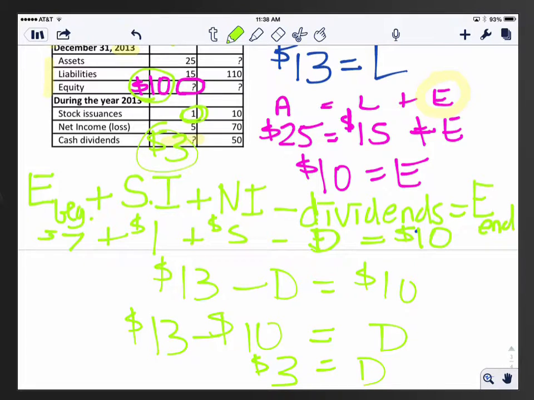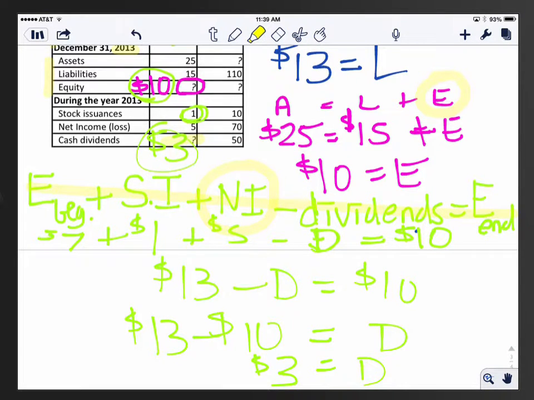We need to be able to solve not only the accounting equation, but parts of the accounting equation. And one of those parts is this one right here. Beginning equity plus stock issuances plus net income, or minus net loss, minus dividends equals ending equity. That's very important to know. There's some other things going on you didn't get asked to do in this problem, and that is, for example, what is net income? Well, you should know what net income is. Net income is revenues minus expenses. Not asked that in this particular problem.